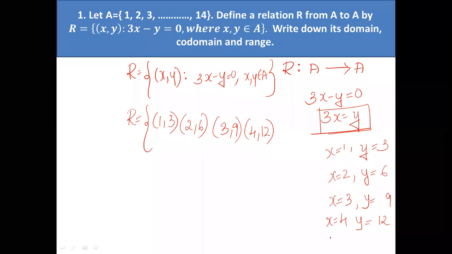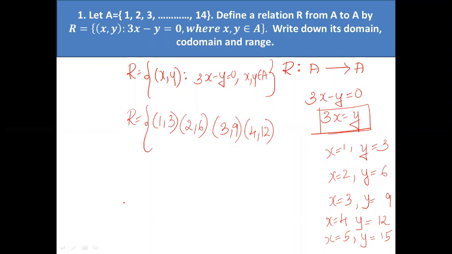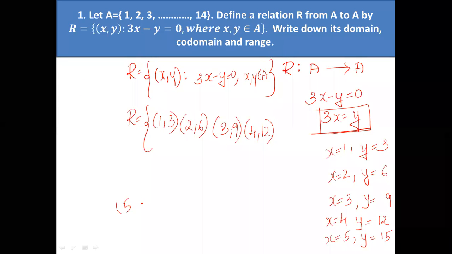What is the next element in A? It is 5. If you put x is equal to 5, what will you get as y? 15. Can I write the ordered pair (5,15) in this relation? No, no, no. Why can we not write it? Because x and y both should be in A.